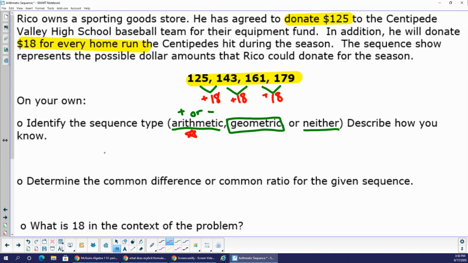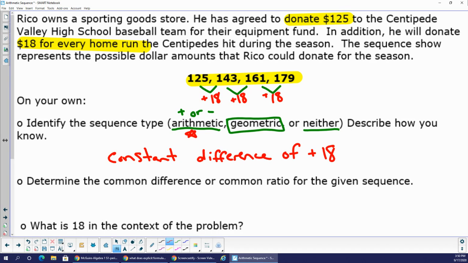So to describe how we know, we can just say because our sequence has a constant difference of positive 18, which makes perfect sense. Every time they hit a home run, he's going to donate an extra $18.